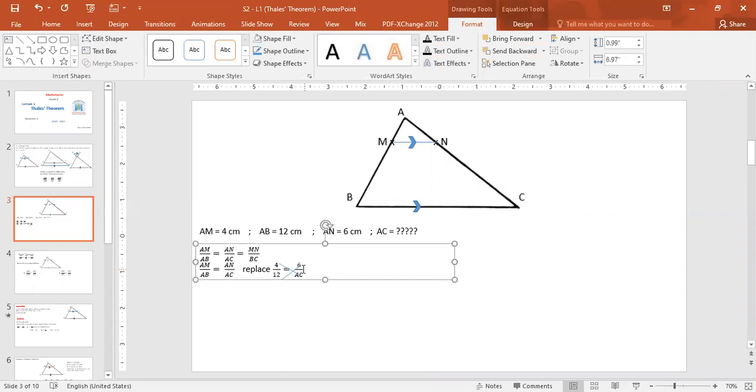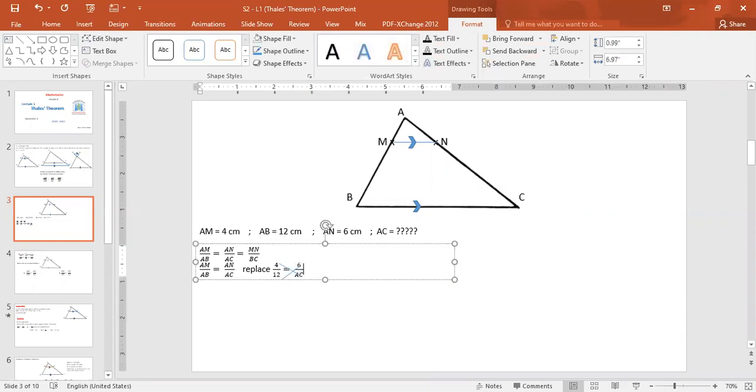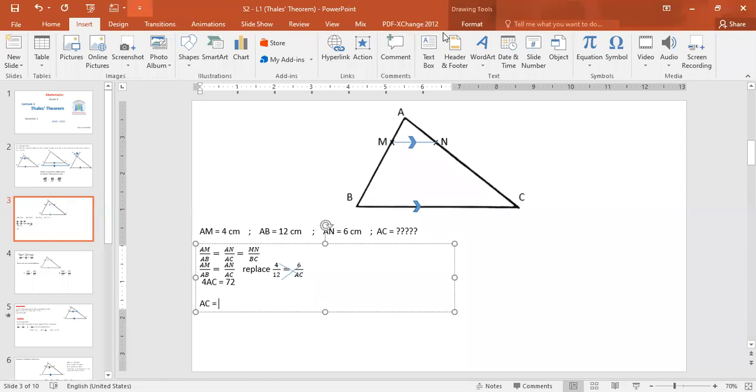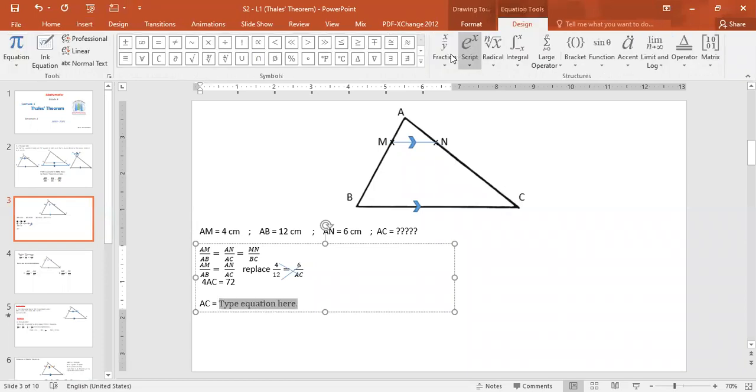Yes. Okay, if I multiply 4 by AC, what do I get? 4 AC. 4 AC is equal to 12 times 6, which is how much? 72. Okay, so now I have 4 AC is equal to 72. This is a simple equation. AC is equal to 72 over 4, right? Yes, so if I divide 72 by 4, it gives me how much?